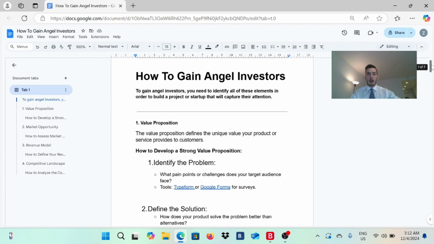So how to gain angel investors? As you can see, to gain angel investors, you need to identify all of these elements in order to build a project or startup that will capture their attention. So now we will talk about them.